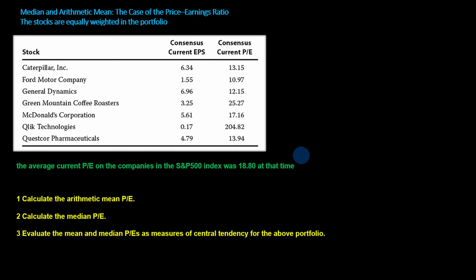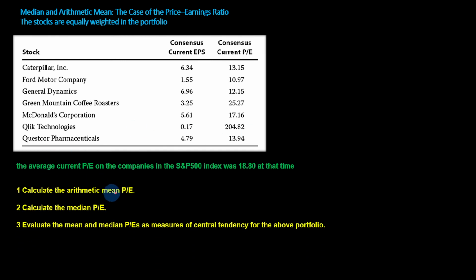So we have to calculate the arithmetic mean PE, calculate the median PE, and then evaluate both of them to see which one is a better measure of central tendency, which one makes more sense. So to calculate the arithmetic mean, pretty easy. Again, just add up all the observations here, then divide by 7 because that's the number of observations. We do that, and the mean comes out 42.49. Okay, so that's our mean.